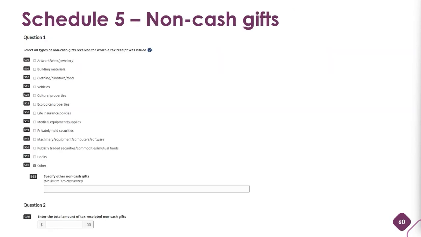Schedule 5 is for a charity that received non-cash gifts that it issued tax receipts for. Select the type of gifts that apply and then enter the total amount of tax-receipted non-cash gifts at the bottom. And as we've seen before, if you select Other, you'll be provided with a space to enter further details.